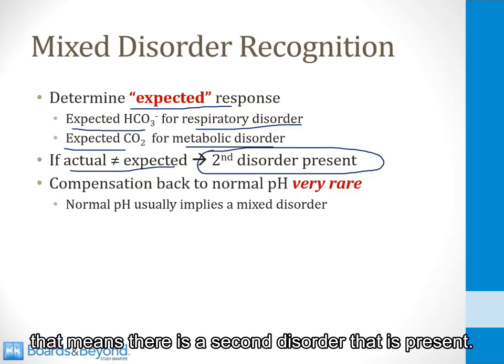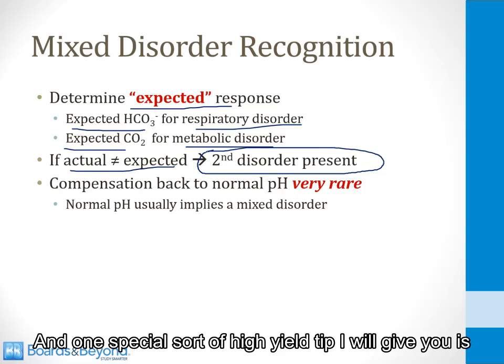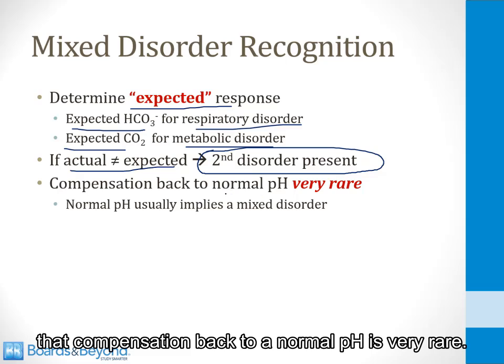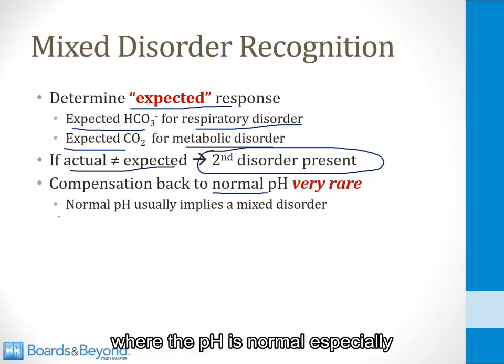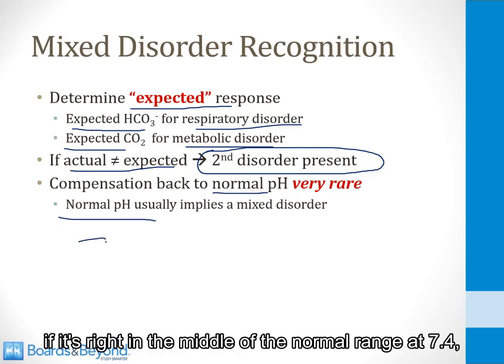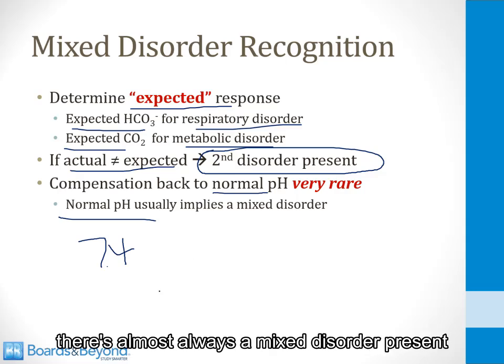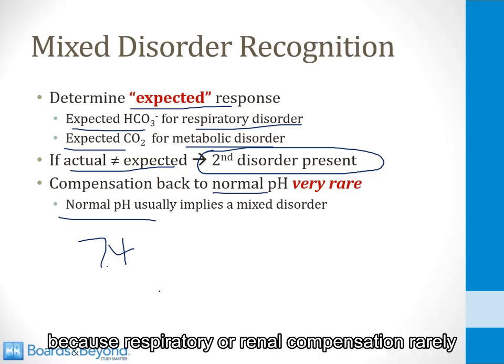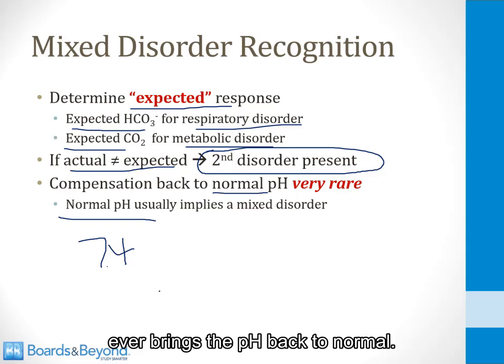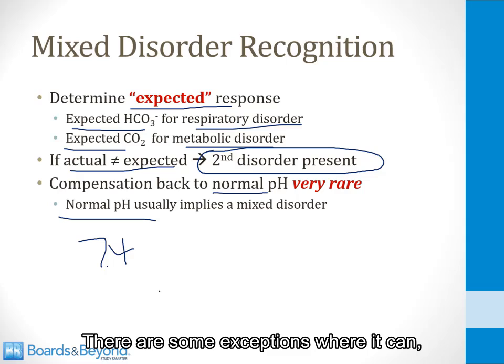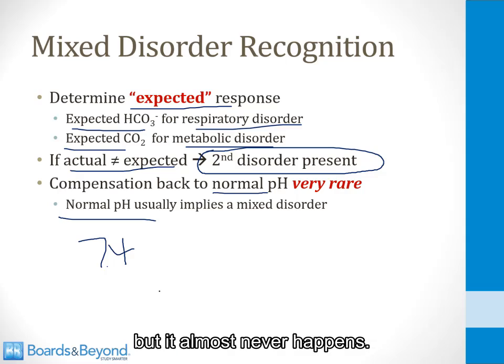One special high-yield tip I will give you is that compensation back to a normal pH is very rare. If you see an acid-base disorder where the pH is normal, especially if it's right in the middle of the normal range at 7.4, there's almost always a mixed disorder present, because respiratory or renal compensation rarely ever brings the pH back to normal. There are some exceptions where it can, but it almost never happens.